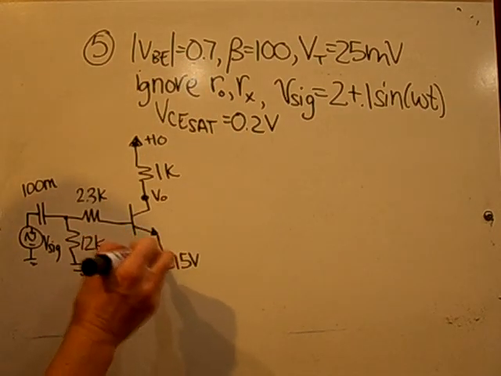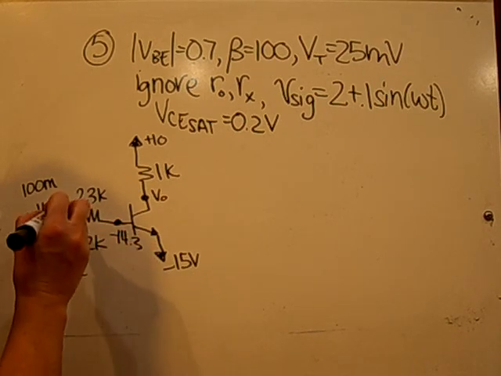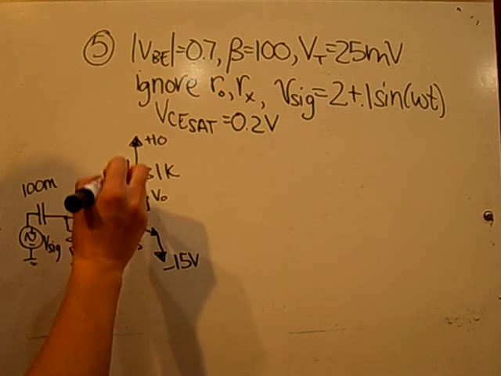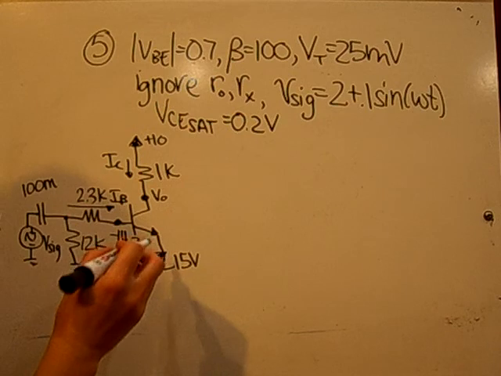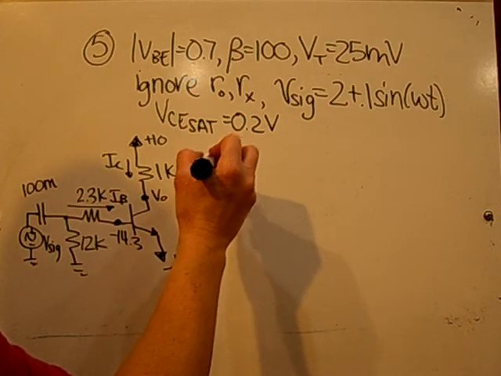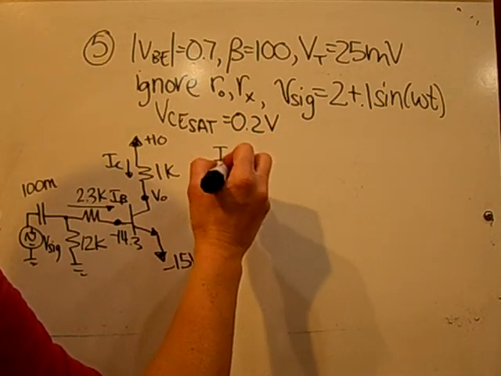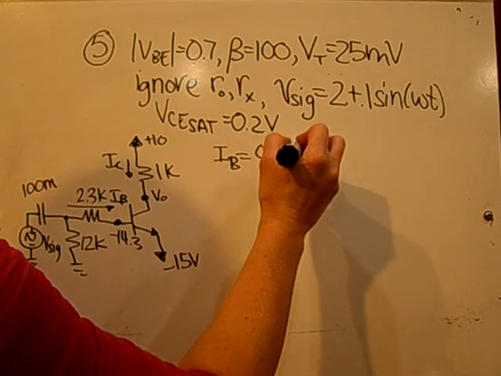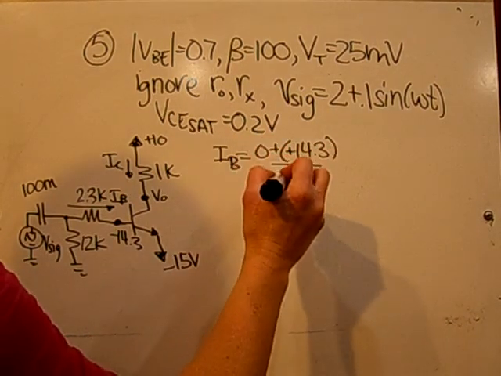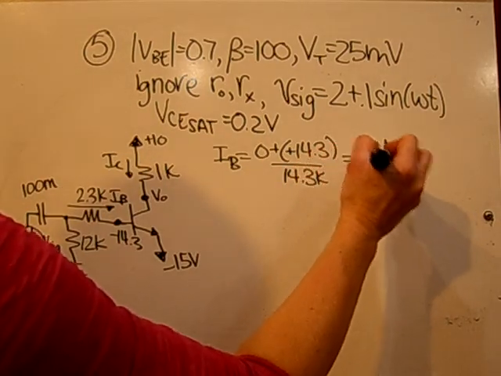So we know the drop here is 0.7, so this point is minus 14.3. IB goes through here, and IC up here. So IB can be determined by 0 minus a minus 14.3 over the summation of the two, which is 14.3K. So IB is 1 milliamp.